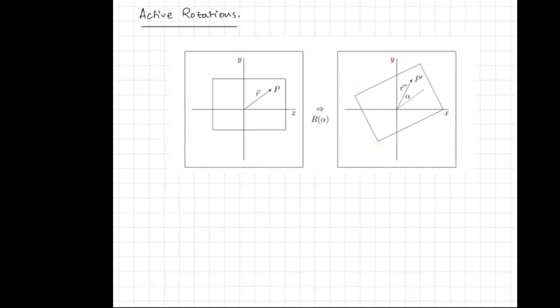An active rotation of a two-dimensional plane over an angle alpha around the origin of the coordinate system in the plane is defined as a linear transformation of the plane into itself, which rotates every vector of the plane over an angle alpha. The point to note is that the coordinate system is still in place. Let's write some of this down.